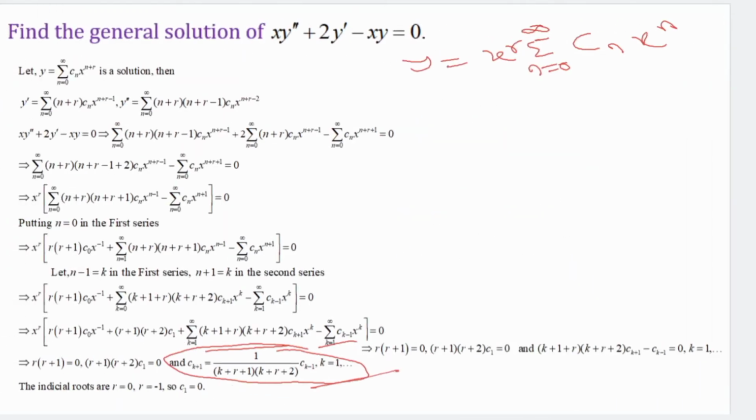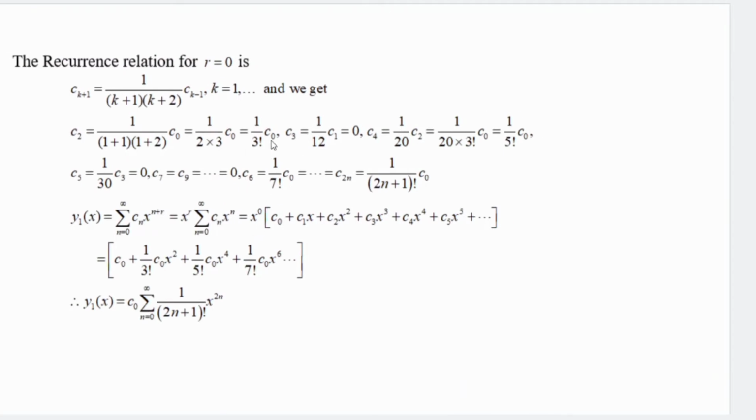Here c1 is 0, that means c3 is also 0, c5 also 0, c7 also 0. Now when we put k equal to 3, we get c4 equals 1 by 20 c2. We already have c2, so we put c2 here, then we get 1 by factorial 5 c naught. Similarly c5, c7, c9 are 0. So our c6 is 1 by factorial 7 c0.